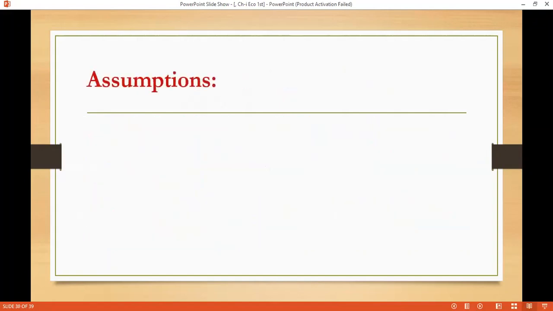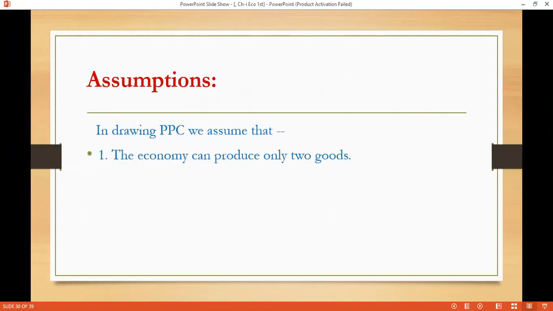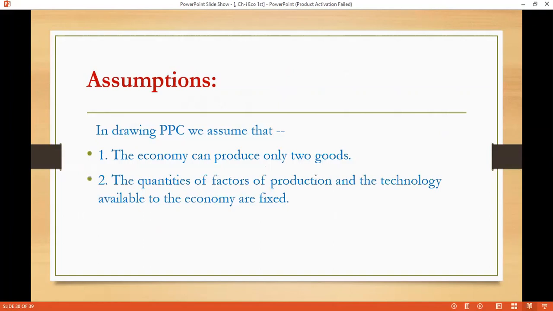First we need to know what the assumptions behind PPC are. In drawing the production possibility curve, we assume, one, that the economy can produce only two goods; two, that the quantities of factors of production or resources and the technology available to the economy are fixed; and three, that the given resources are fully and efficiently utilized.